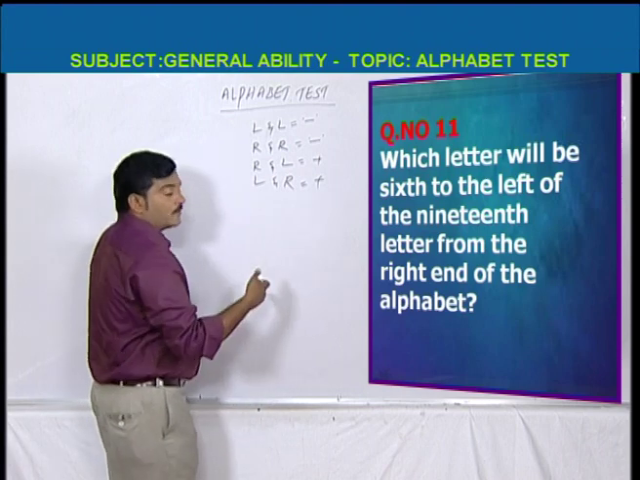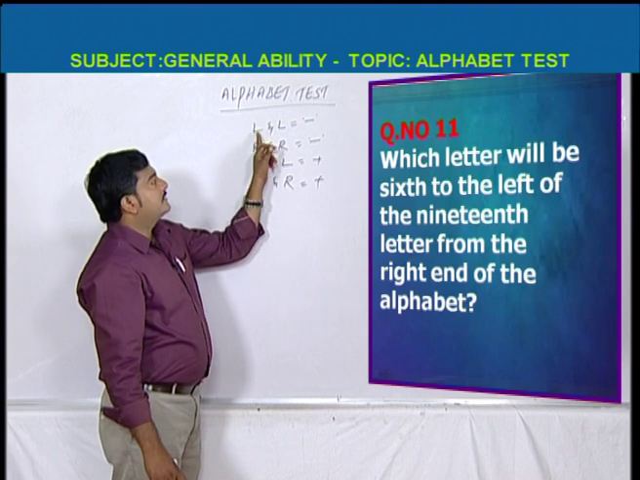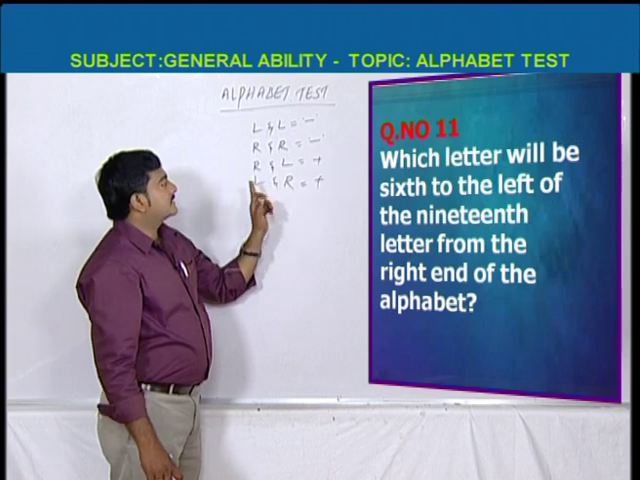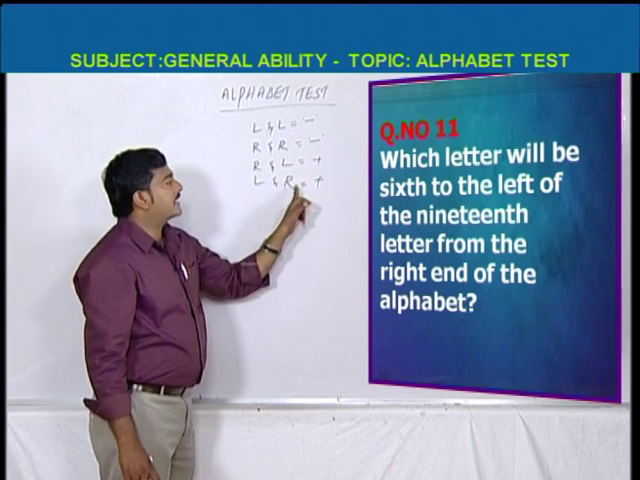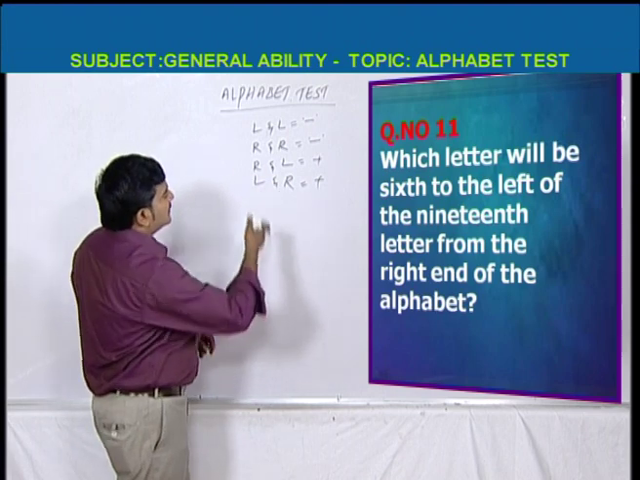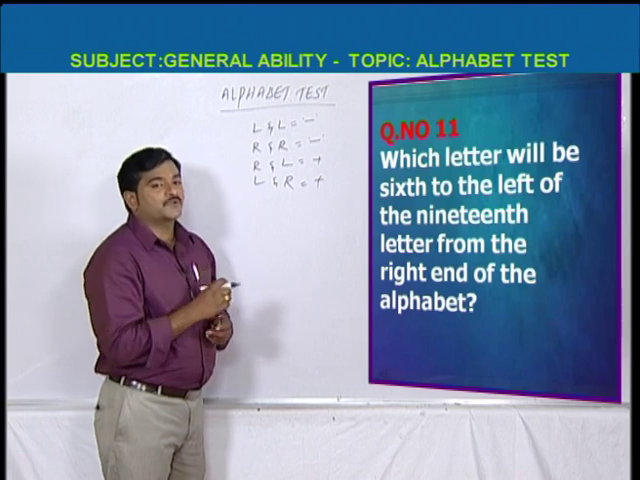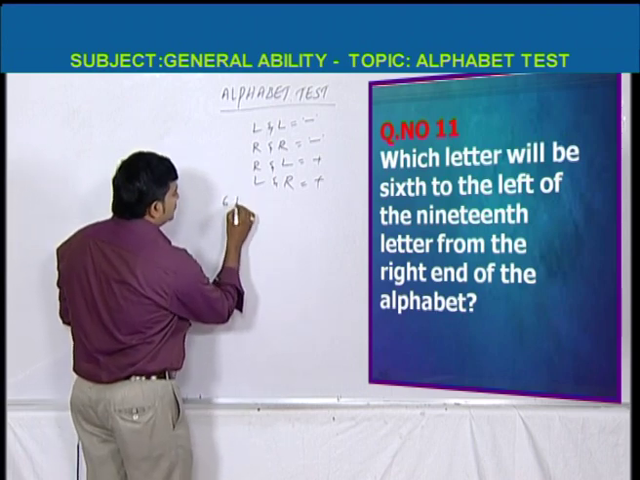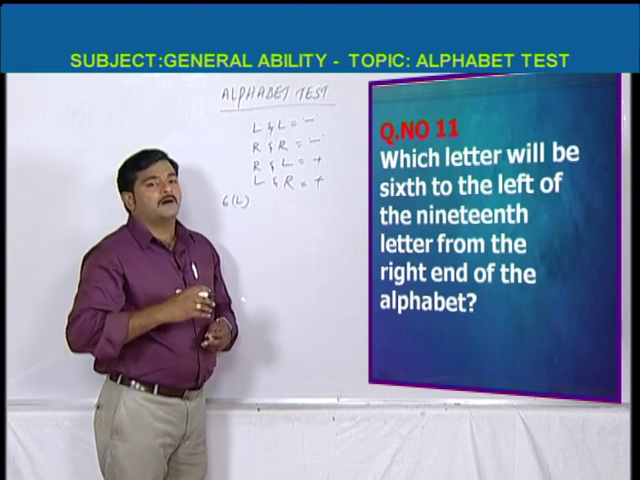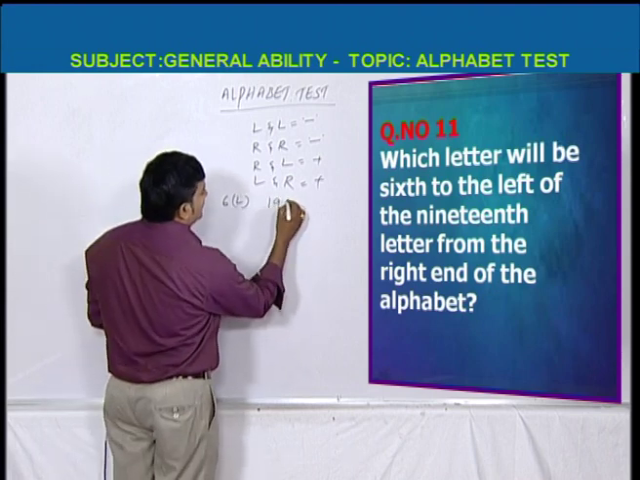We will discuss the procedure. There are questions based on this concept. Whenever you get left and left, you take minus. Right and right means minus. Right and left, or left and right, simply take plus. So this question is based on this concept only. What is the given question? Which letter will be sixth to the left of the 19th letter from the right? Keep in mind: sixth to the left, of the 19th letter from the right.